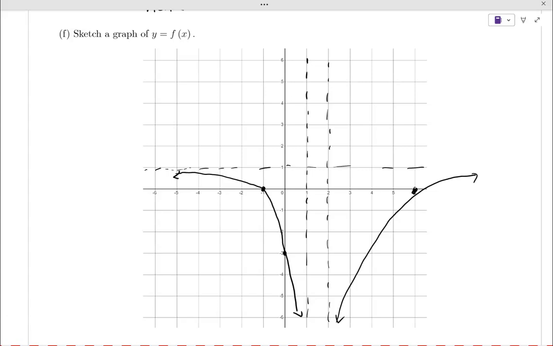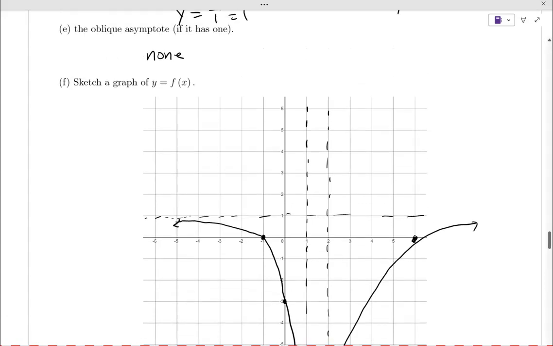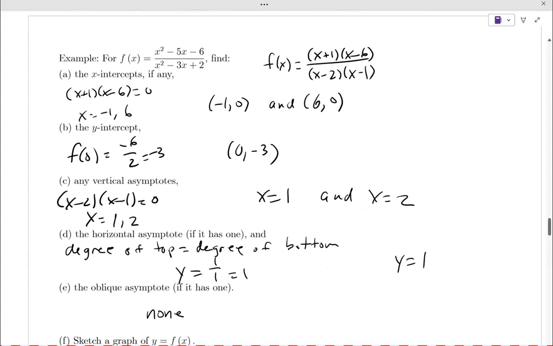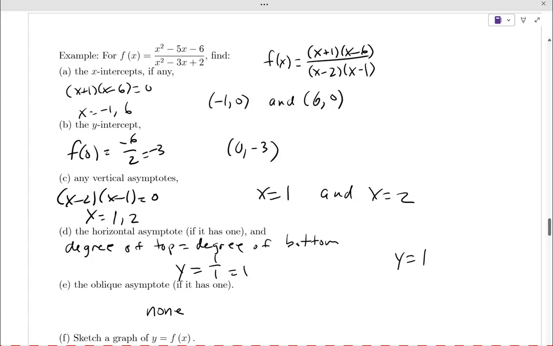Rather than just guessing, let's see how we can figure out a way to do that. If you pick the number in the middle, like 3 halves, go back up to the original. If I put 3 halves in for x, put 3 halves in right here, is that a positive or a negative number? Positive. That's going to be negative. Positive times negative is negative. Down here, if I put in 3 halves, I get negative, and that's positive. Negative times positive is negative. Negative over negative is positive, right?